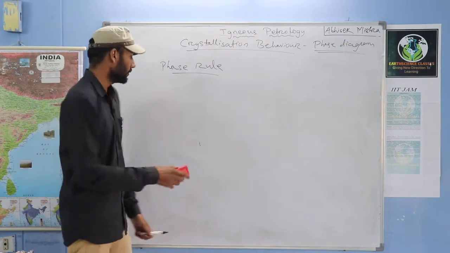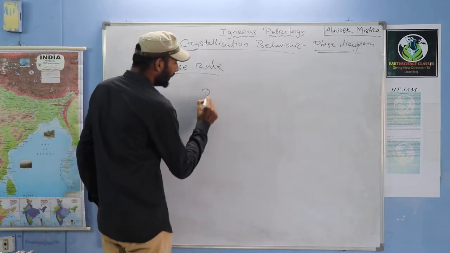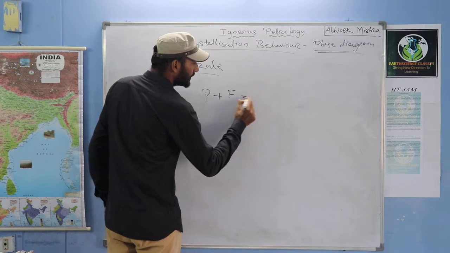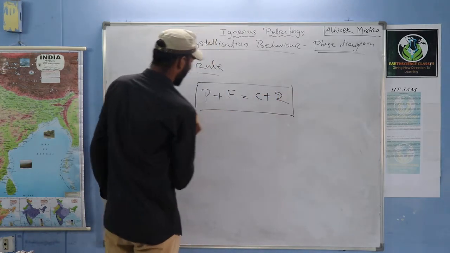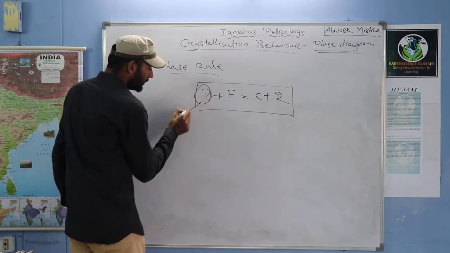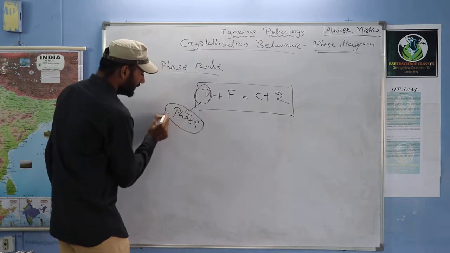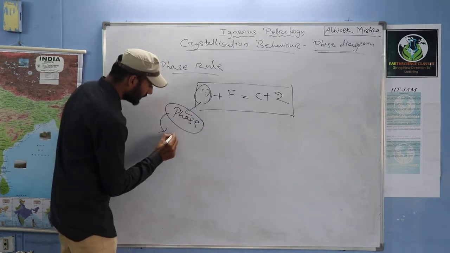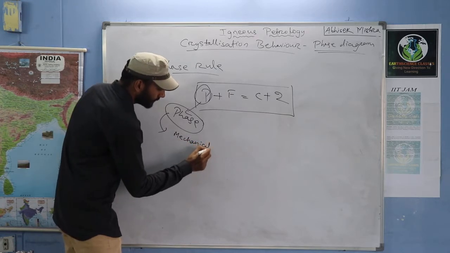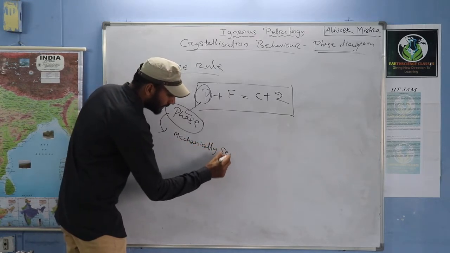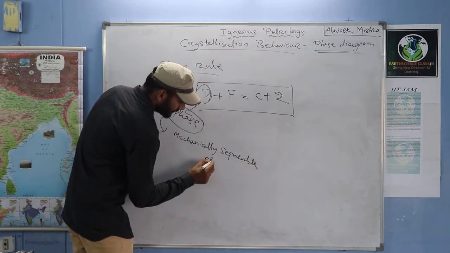Right? So what is phase rule? Phase rule is given as P plus F is equal to C plus 2. What is P? P is your phase. What do you mean by phase? Phase is nothing but this is the mechanically separable element. Mechanically separable elements.